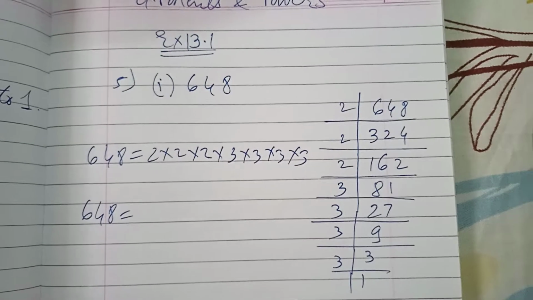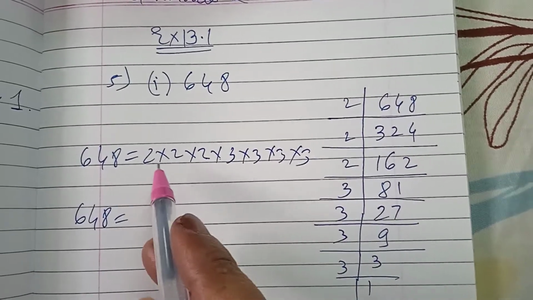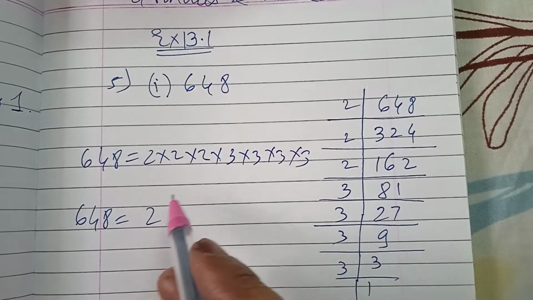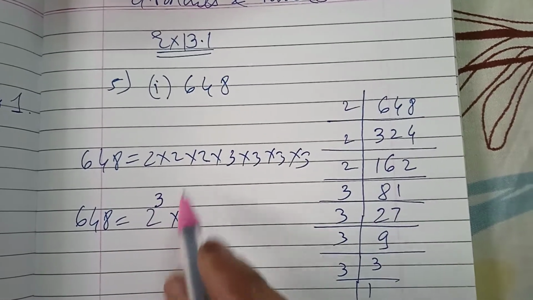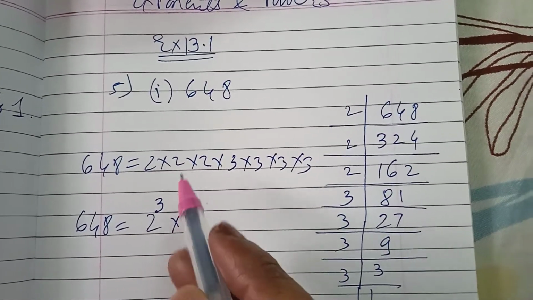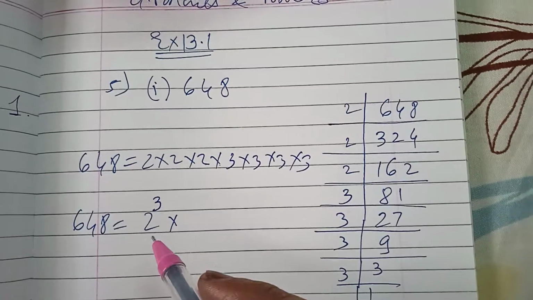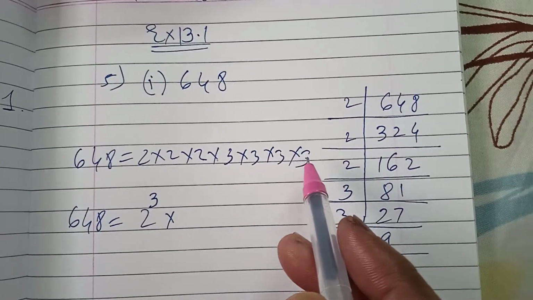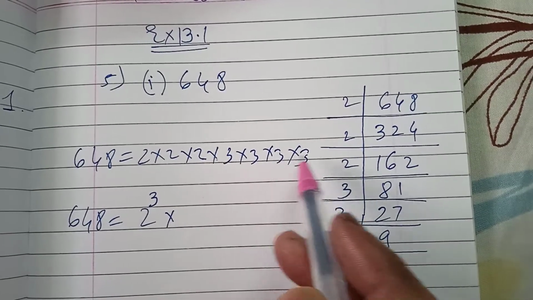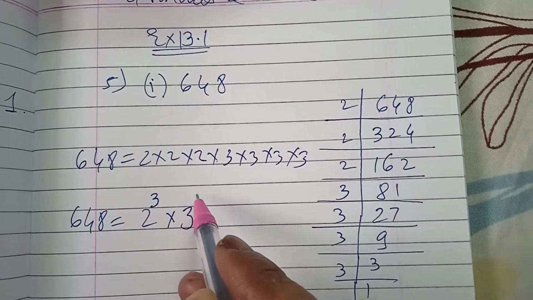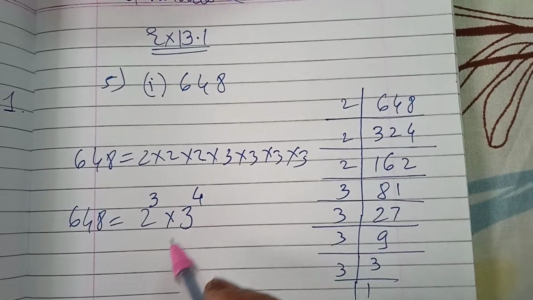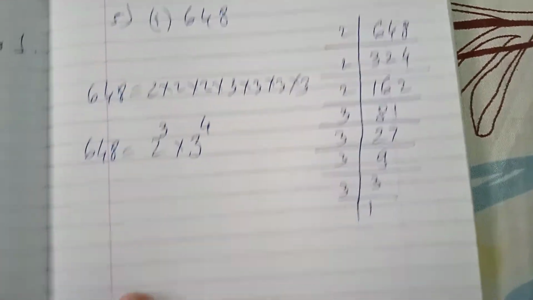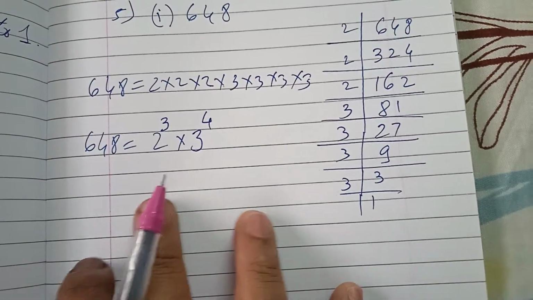648 is equal to, how many 2s here, student? Here it is 3, so 2 power 3. Here 2 comes 3 times. So I have written here the 3. And then how many 3s here? 1 2 3 4. 4. So we take here the power 4. Now this question is over.